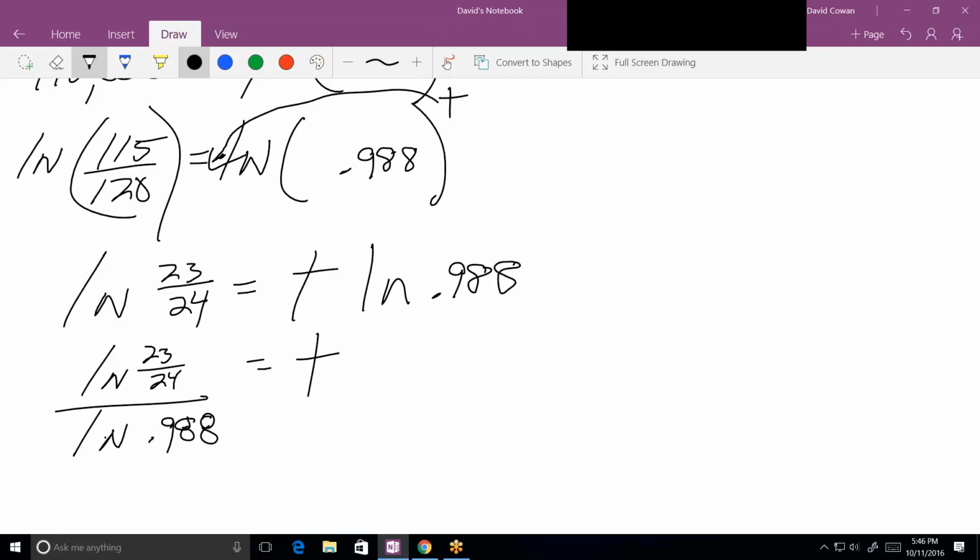And just so you know, whenever you take the log of a number between 0 and 1, you get a negative number. So both the top and the bottom are going to be negative, right?